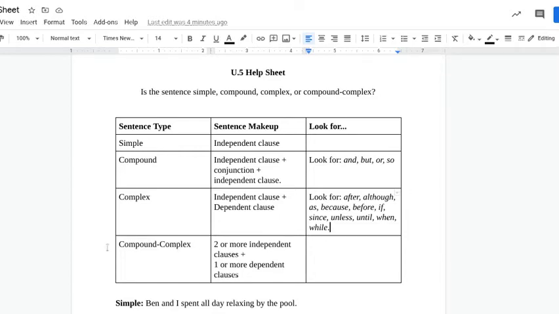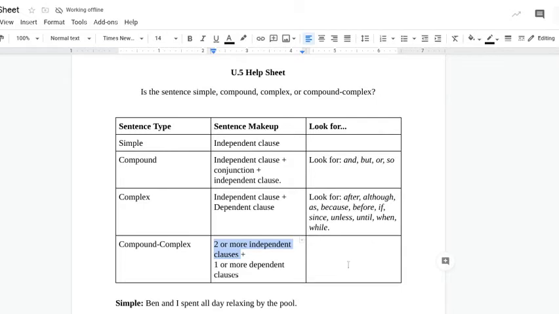Now, the compound-complex is just a combination sentence that combines these last two, the compound sentence and the complex sentence. For a compound-complex, you're going to want to find two or more independent clauses, so two clauses that can stand alone, and one or more dependent clauses. So you only have to have one dependent clause for a compound-complex sentence, but you absolutely have to have two, at the very least, independent clauses.